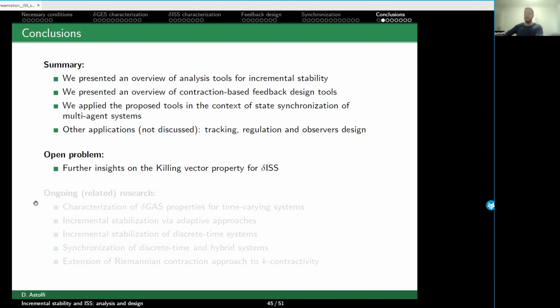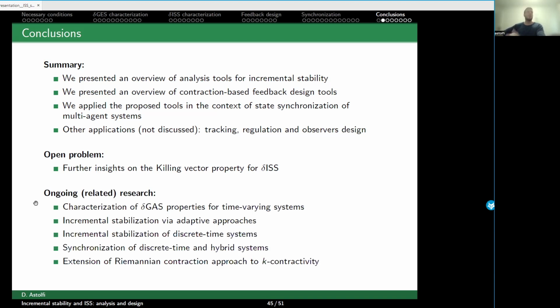An open problem that is really critical and would be very interesting to solve is to have more insights about the necessity of these Killing vector properties for the incremental ISS property. Concluding with some other related topics I'm currently working on: characterization of incremental global asymptotic stability properties in the context of time-varying systems. This presentation was about autonomous systems, but of course you can extend all of this to the case in which time appears. We are also trying to look at this incremental stabilization property with some adaptive techniques, and also to extend this notion to the discrete-time and hybrid contexts, and finally also to work with this Riemannian contraction tool in the context of k-contractivity, which are some new tools that appeared in the literature quite recently.